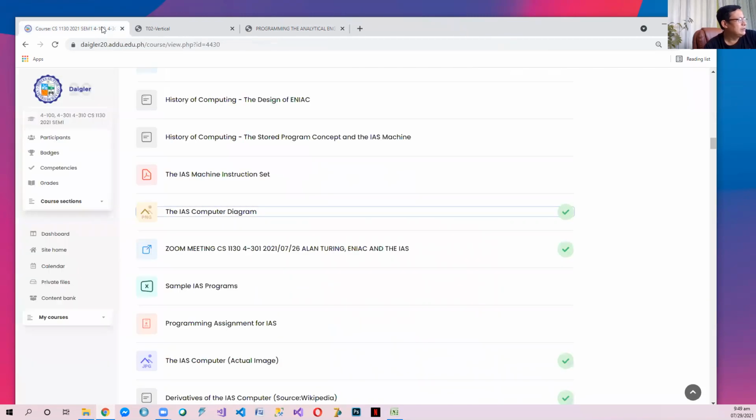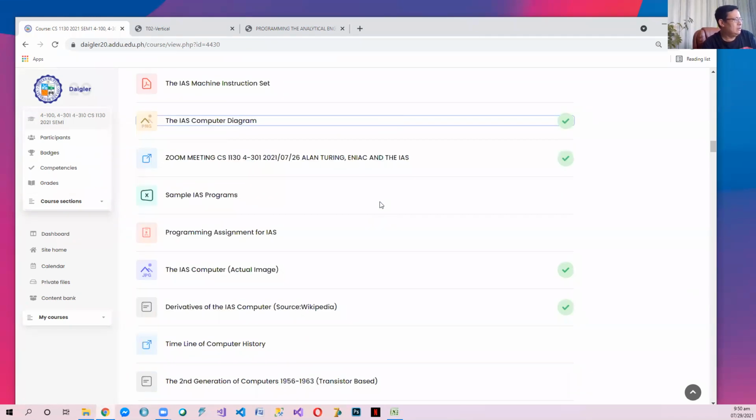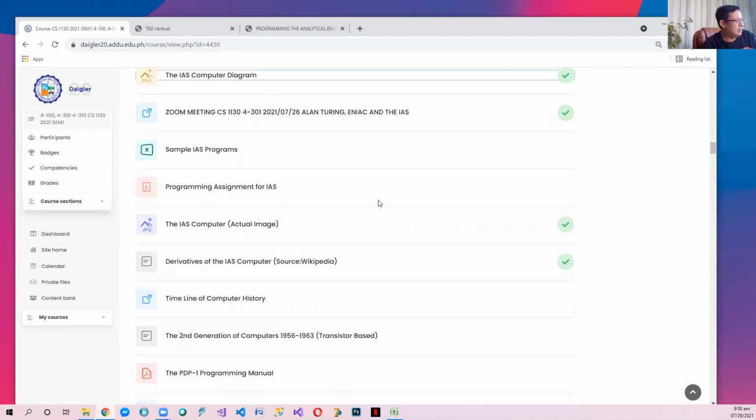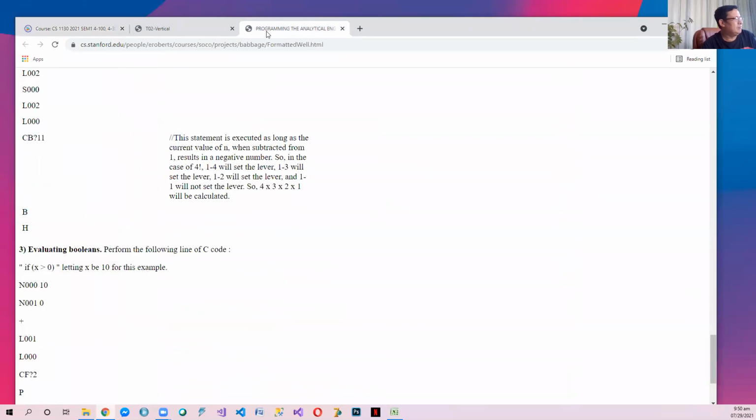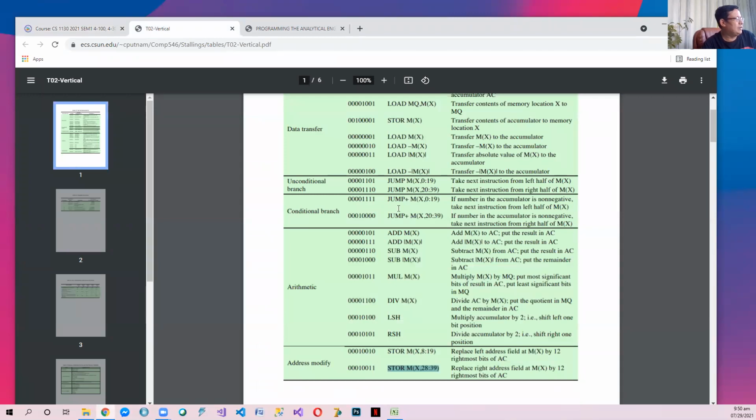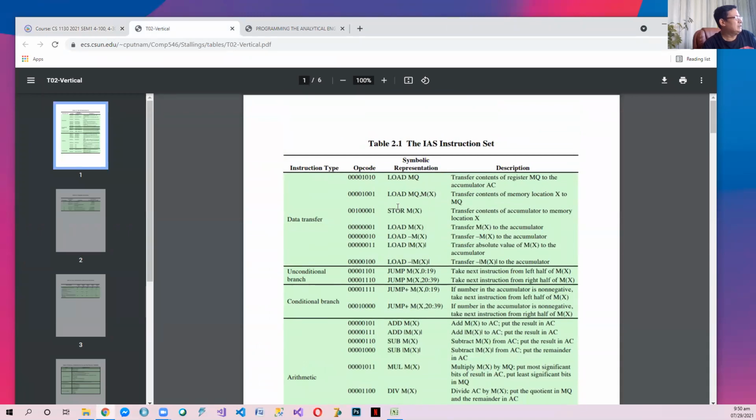Okay, it's in our... excuse me. Okay. So we have that. Okay, that's the actual image from this is from ECS California Standard Edu.